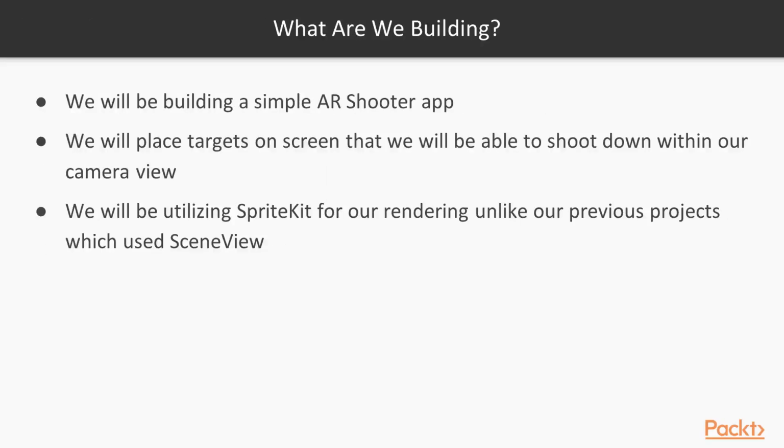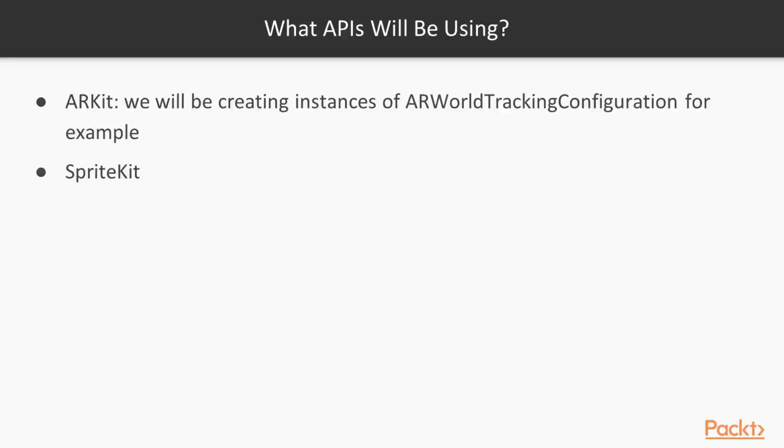So, what exactly are we building? We are building a simple AR shooter app. Unlike our previous projects, we will be utilizing SpriteKit instead of SceneView. What APIs will we be utilizing? Obviously ARKit, including the ARWorldTrackingConfiguration, for example, and of course, we will have a new addition in SpriteKit. For example, we will utilize SpriteKit's lifecycle methods, for example, its update method.